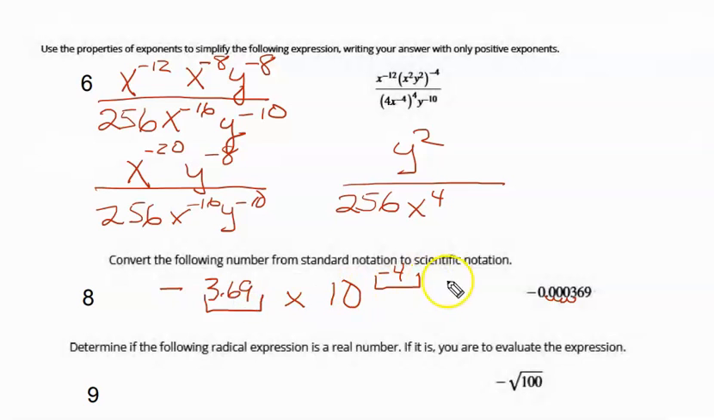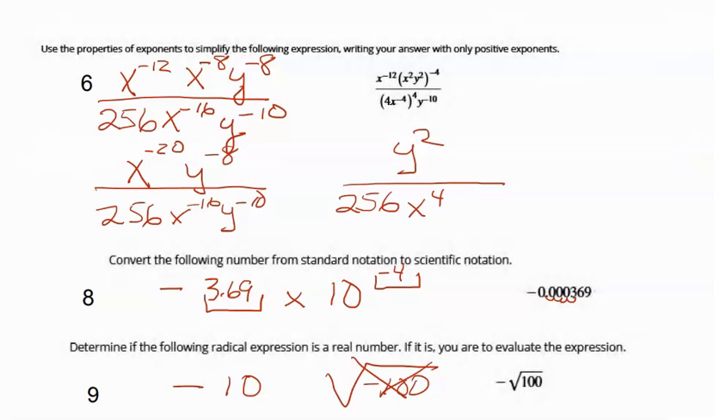3.69. And I've converted it now to scientific notation from standard notation. All right, let's jump to number 9. This is pretty straightforward. As long as that negative sign is not under the radical sign, this would not be a real number. But out here, it's just going to be negative. Square root of 100 is 10. No, it's not this. Don't make that error.